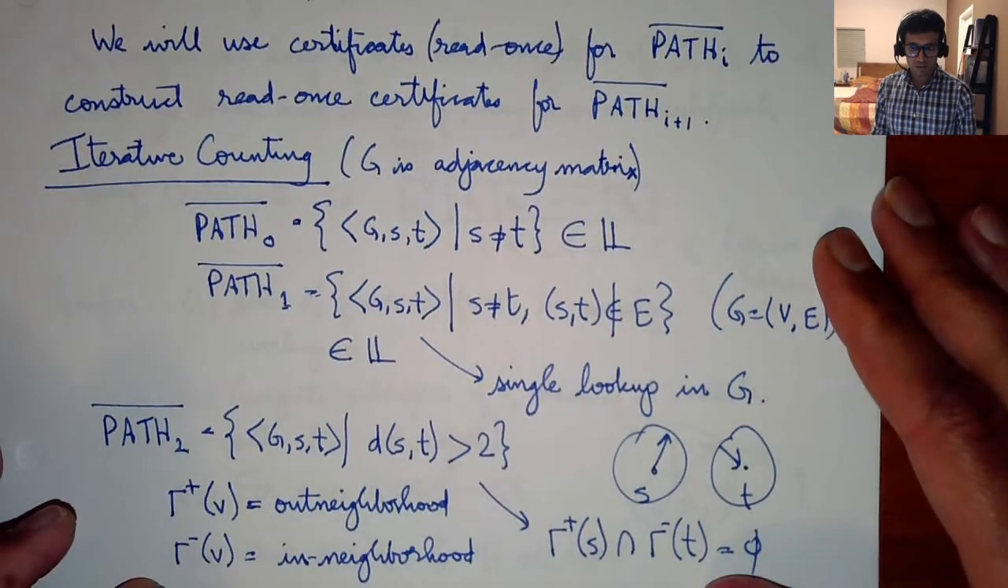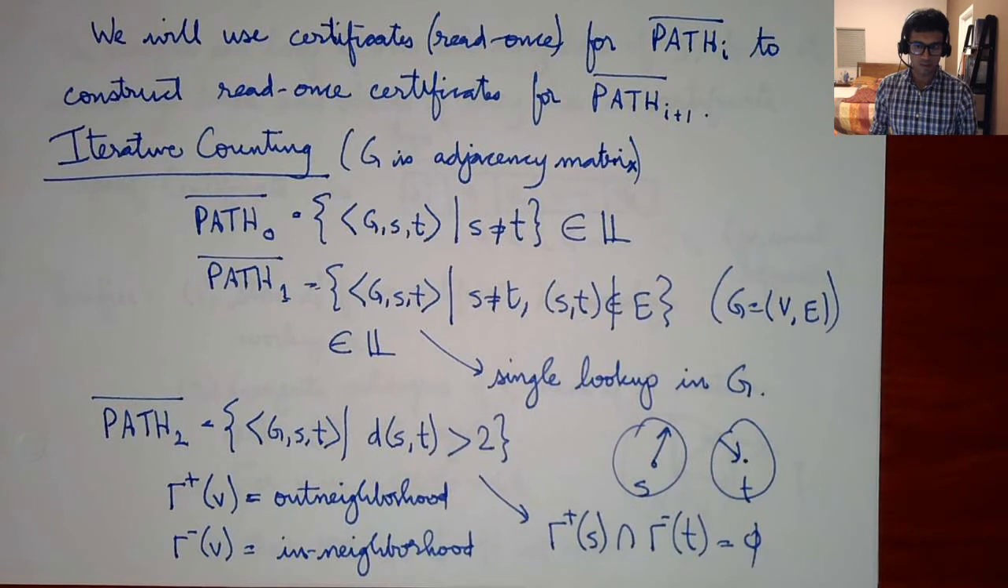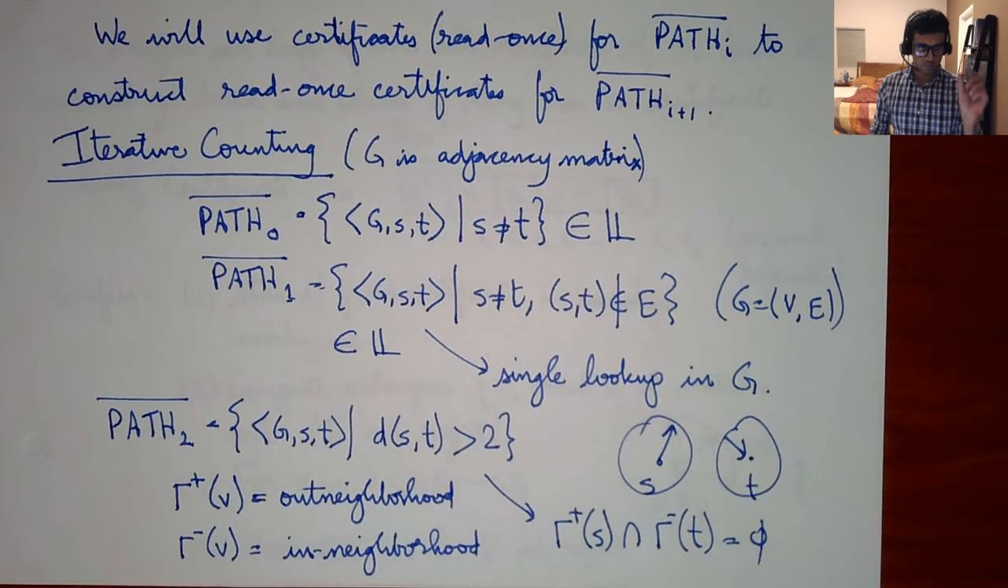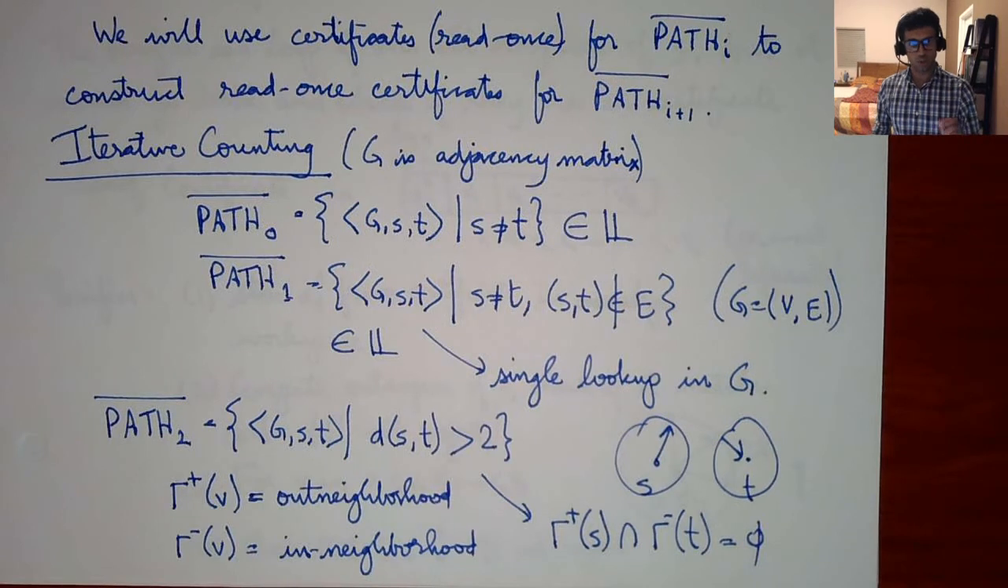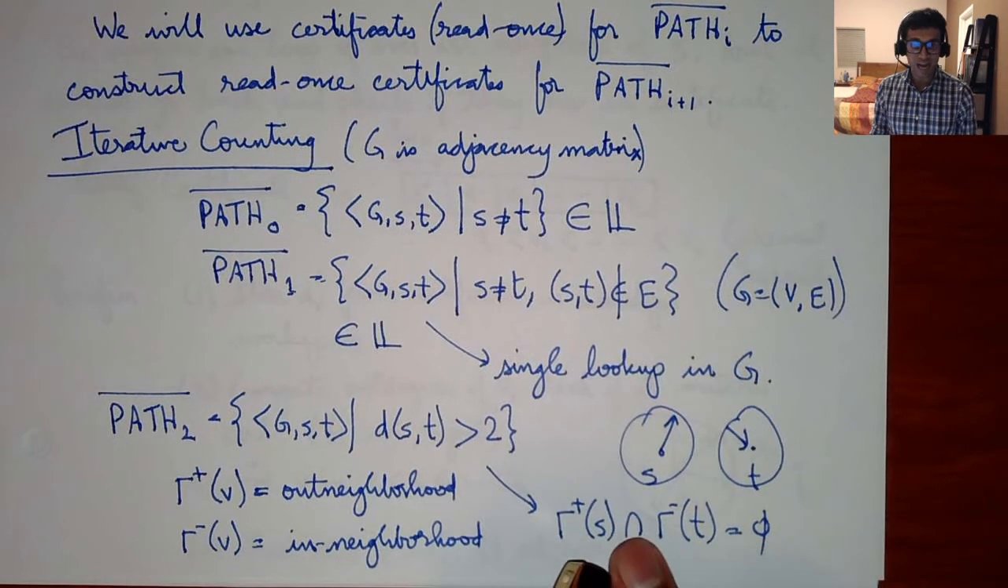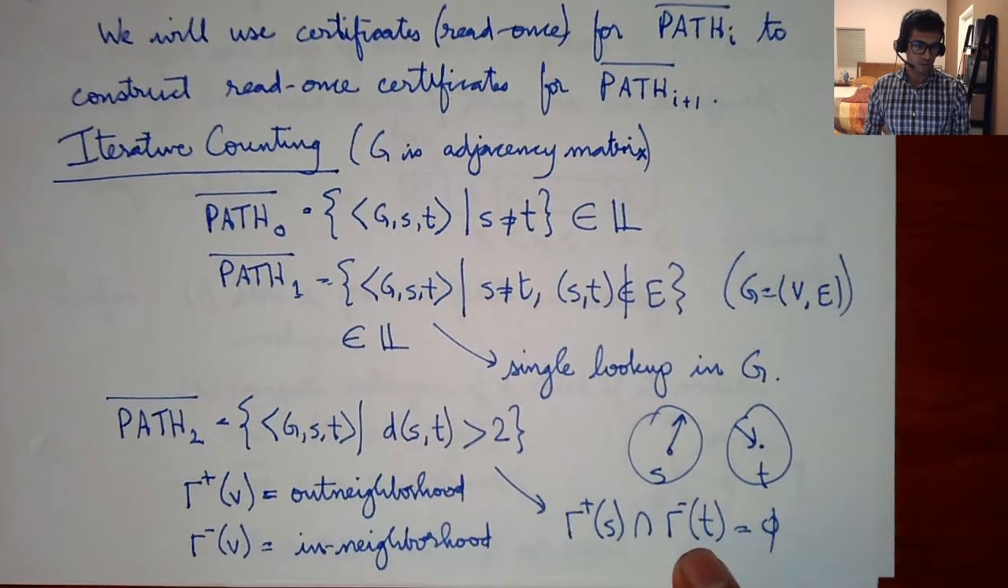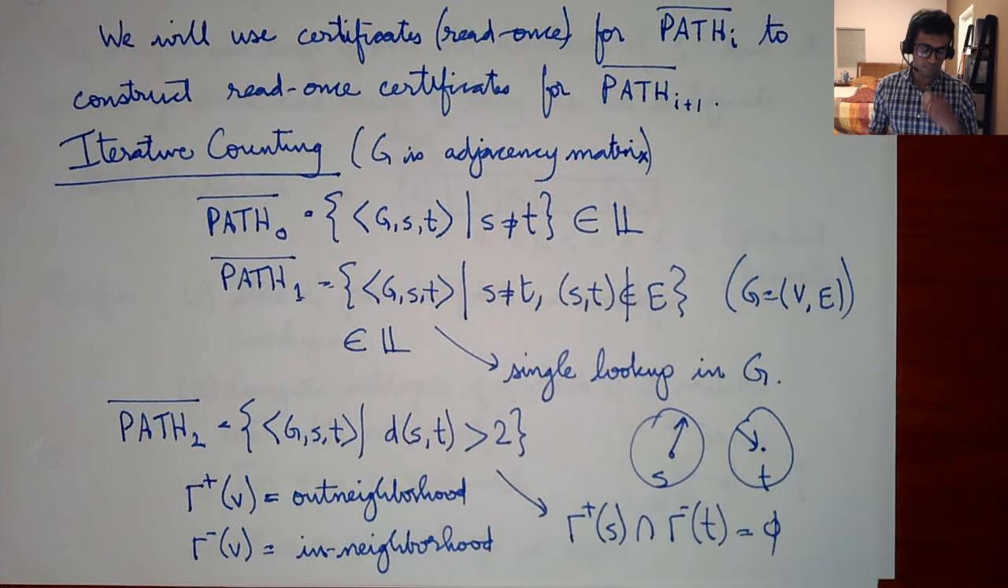Things get interesting when we look at path 2 complement. This is the language of triples G, S, T, where the shortest path distance from S to T is strictly greater than 2. What does that mean? It means that the out neighborhood of S and the in neighborhood of T are disjoint, because if they intersected, you would have a path of length 2. So this is path 2 complement. We are now going to show a read-once certificate for path 2 complement.